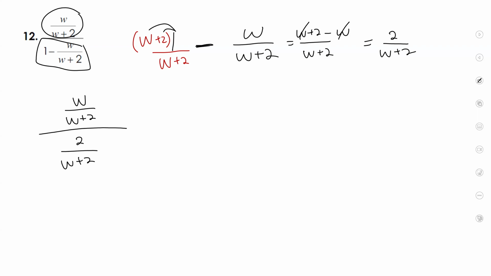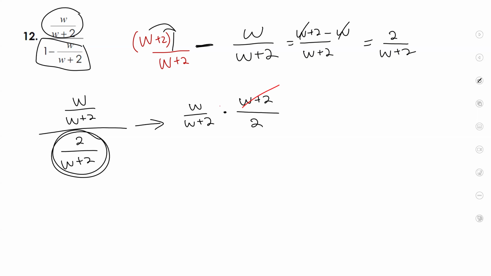Now I can keep change flip. We'll keep this first fraction, change it to multiplication. Now we're going to flip this denominator. So the 2 will be in the denominator. W plus 2 is in the numerator. That cancels, that cancels. Your answer is just W over 2.